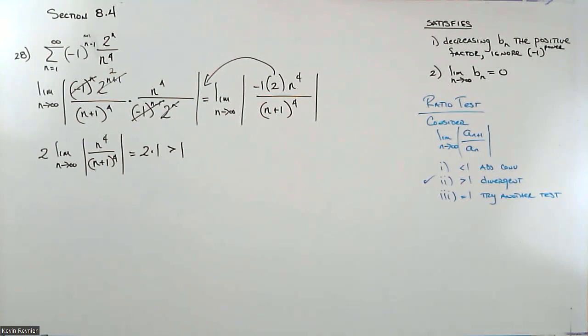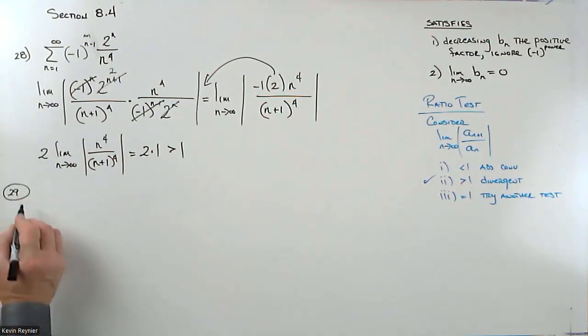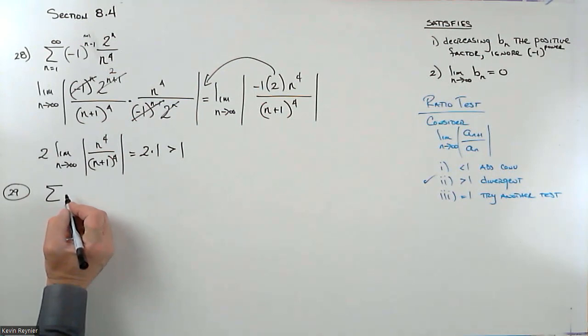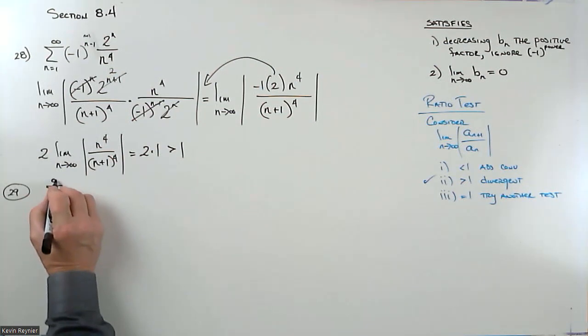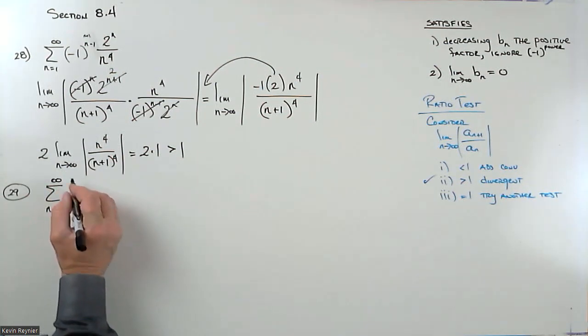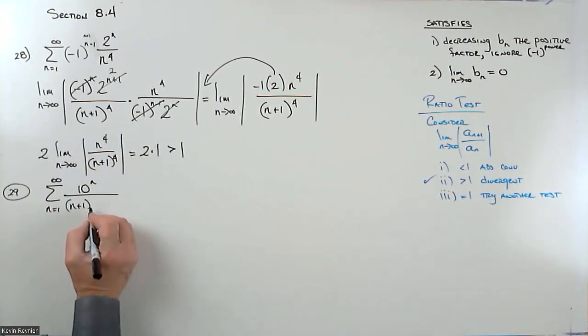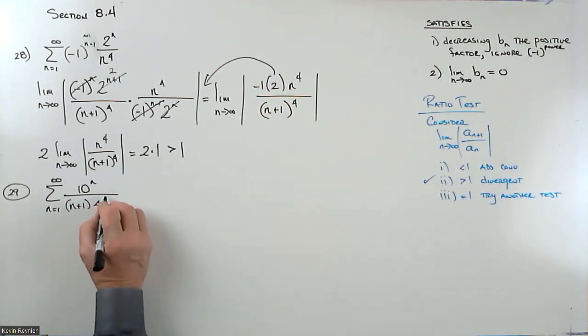So that's 28. Let's go ahead and do 29. We're on a roll here. This is going to be the sum n equals 1 to infinity, 10 to the n divided by n plus 1 times 4 to the 2n plus 1.